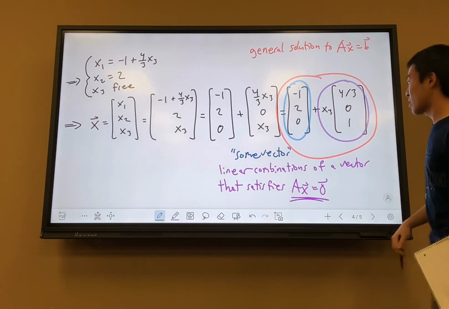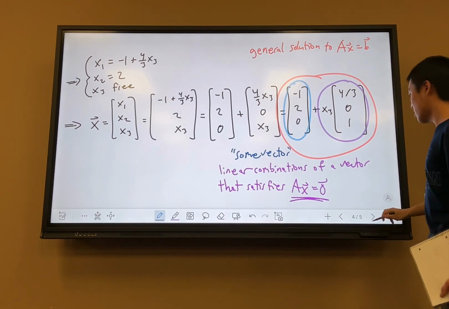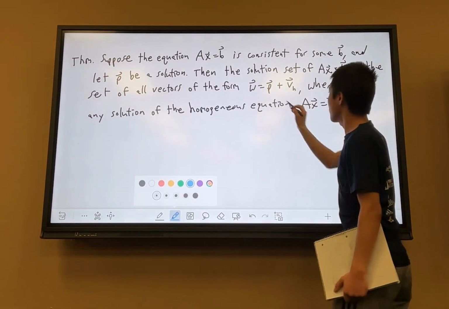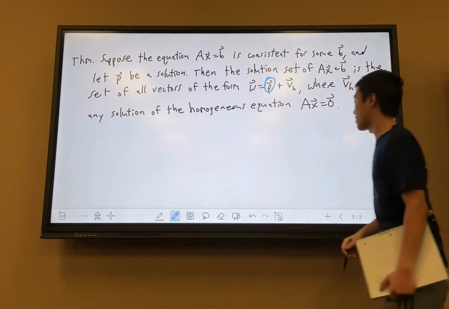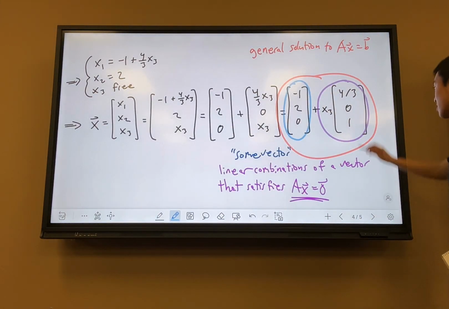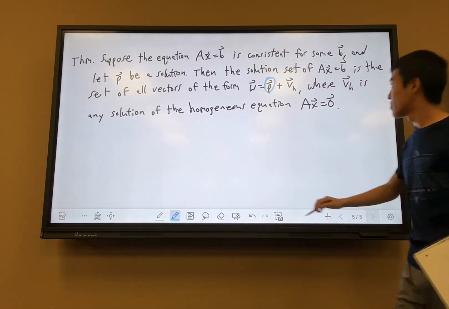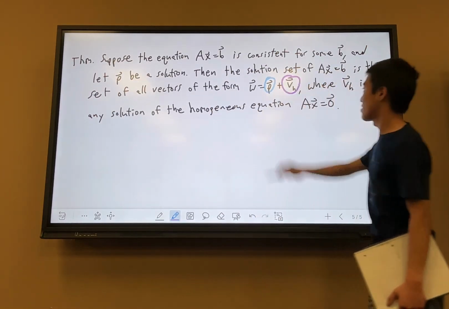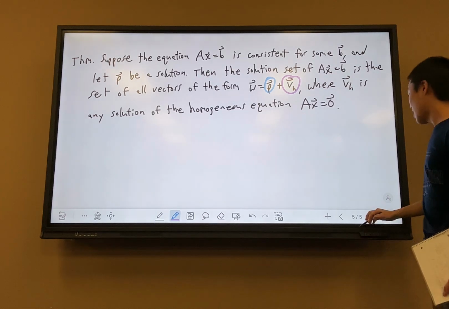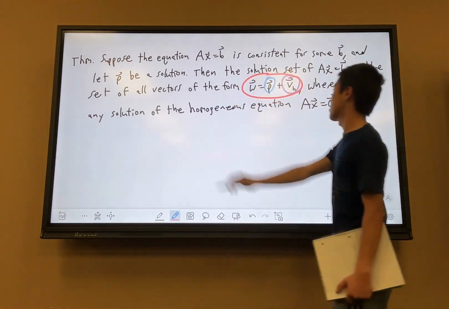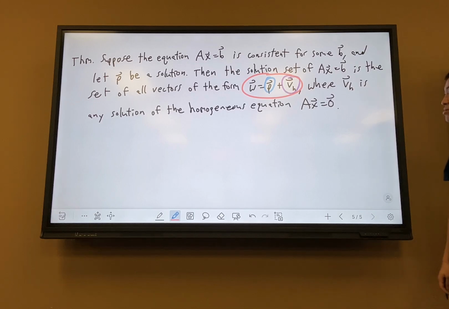What would be considered our p here? Well, the blue is our p. So this right here is the p, analogously. And then this purple bit, the solution to the homogeneous system as we found, and that all put together is going to generate our general set. So all of those. Okay.